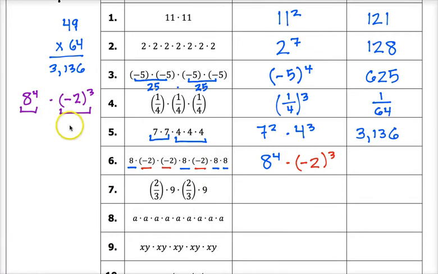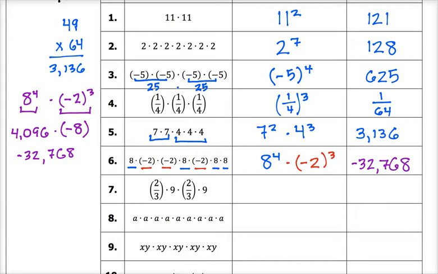Hopefully you figured out that negative 2 to the third power is negative 8. Negative 2 times negative 2 is positive 4, times negative 2 again is negative 8. And then 8 to the fourth power is actually the number 4096, which when you take 4096 times negative 8, you can trust me on this, you get negative 32,768. So that's the value of this expression, negative 32,768.